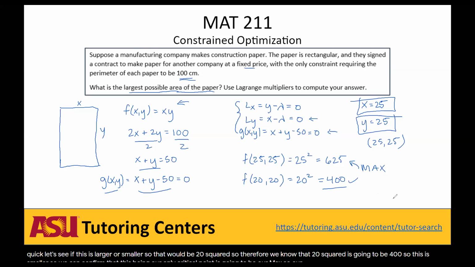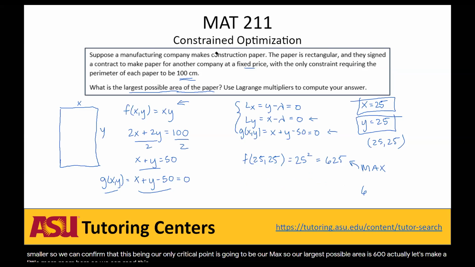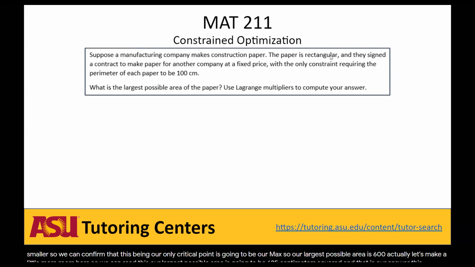So our largest possible area is 625 centimeters squared. Actually, let's make a little more room here so we can read this. Our largest possible area is going to be 625 centimeters squared. And that is our answer.